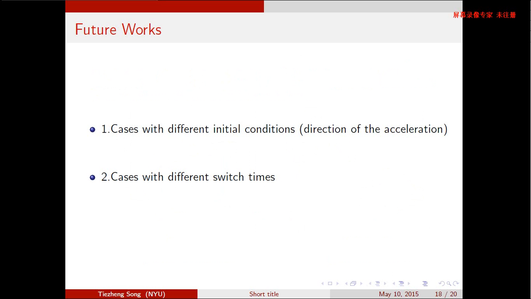The future work about this problem is to analyze more cases with different initial conditions, which is the different direction of the acceleration, because in this project I only analyze the situation when the direction of the acceleration starts from positive. Another problem to be concerned with is the cases with different switch times, because the control policy can switch more than 4 times.